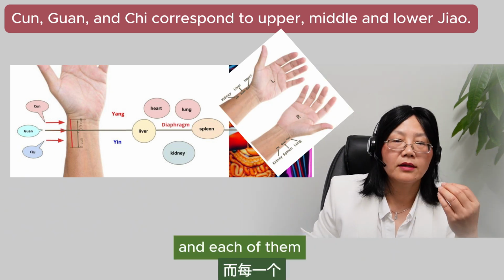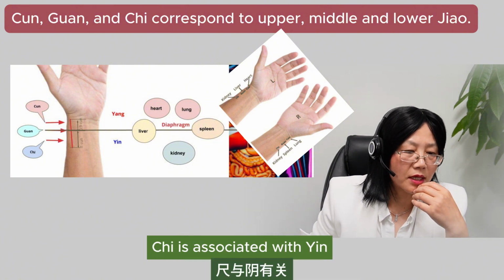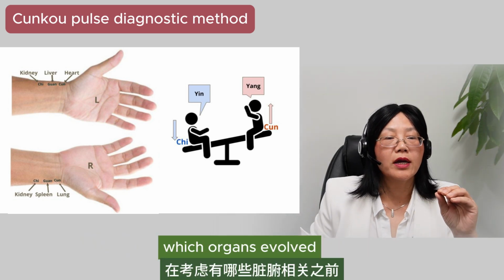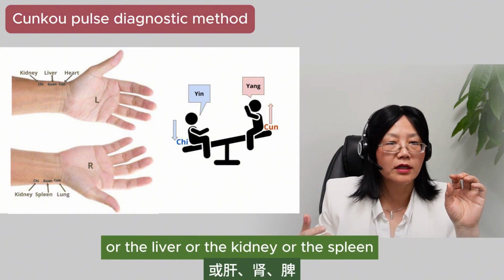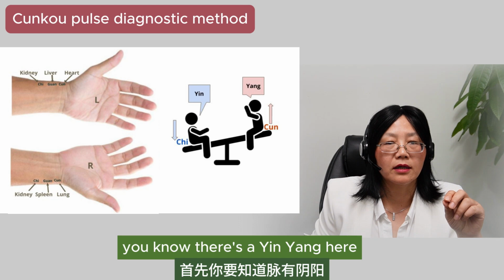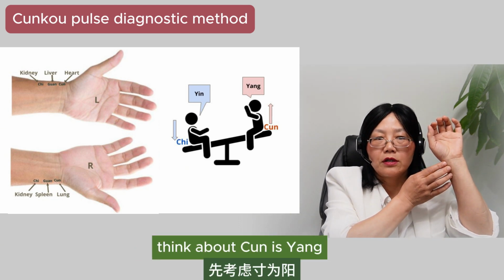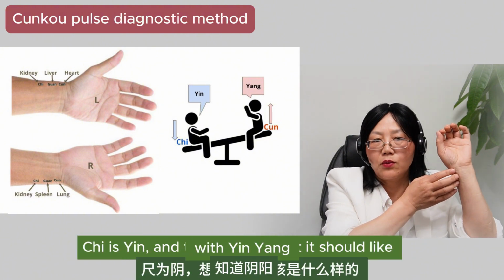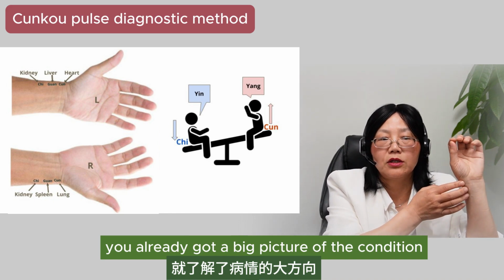And each of them has indications, like cun associated with yang, chi associated with yin. When you get this idea, before you think about which organs are involved, whether it is the heart or the lung or the liver or the kidney or the spleen, before you know everything else, you know there's a yin-yang here. When you put fingers on the patient's pulse, think about yin-yang first. Think about cun is yang, chi is yin, and think about what it should feel like. With yin-yang, you already have a big picture of the condition.